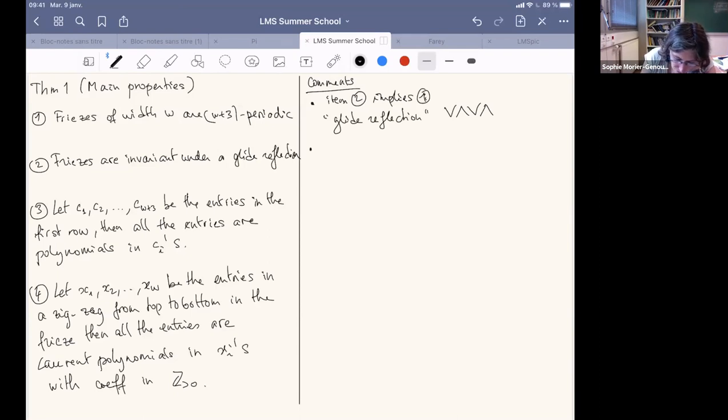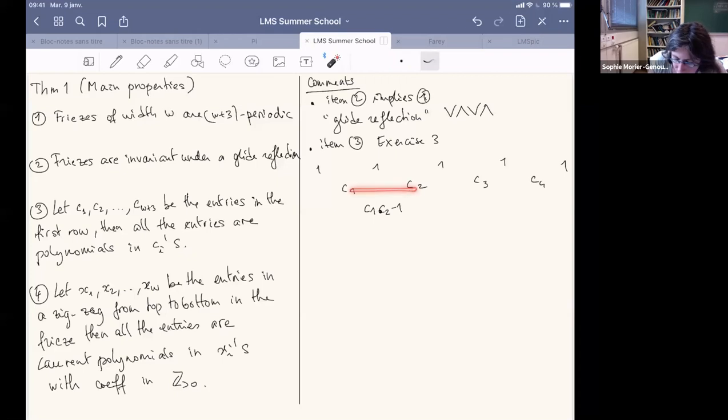Then for item three, to prepare item three, you can look at the exercise. I think it's exercise three. So the exercise is just to do this on a small example. Let's say C1, C2, C3, C4. These are variables, and just apply the frieze rule to compute the next row. So I can, with the frieze rule, compute the value here, which is going to be C1, C2 minus one.